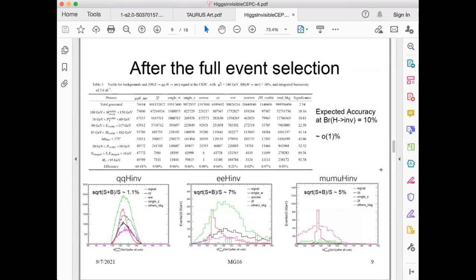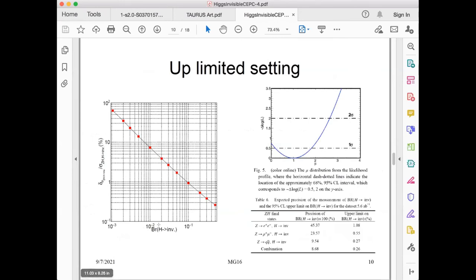And of course, this accuracy depends on the actual branching ratio of the Higgs to invisible. So this result is summarized in the left-hand plot on page 10. This basically shows the anticipated accuracy as a function of the branching ratio of the Higgs to invisible. And meanwhile, we also extract the upper limit information and use the chi-square method. And basically, as listed in the right-hand corner, we can have the 95% confidence level upper limit for the different Z decay modes. And the combined result leads to an upper limit of 0.3%, basically.